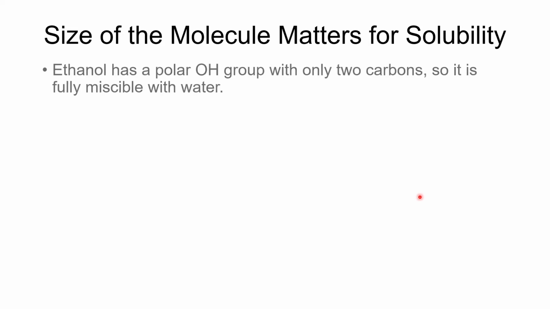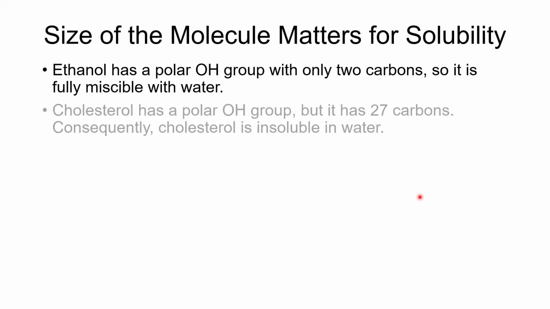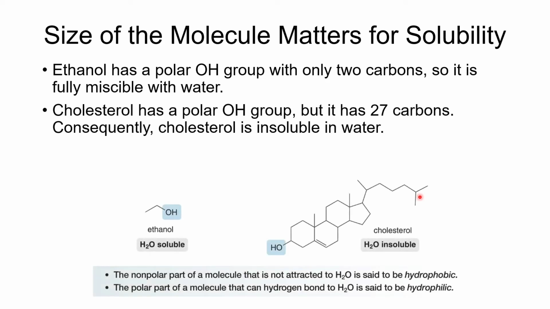So we will find that the size of the molecules will matter for solubility purposes. Ethanol, and I'll just draw the pictures up here, has a polar OH group, which interacts really, really well with water, but it only has 2 carbons. So that ratio is less than 5 to 1 if we want to think about it that way.